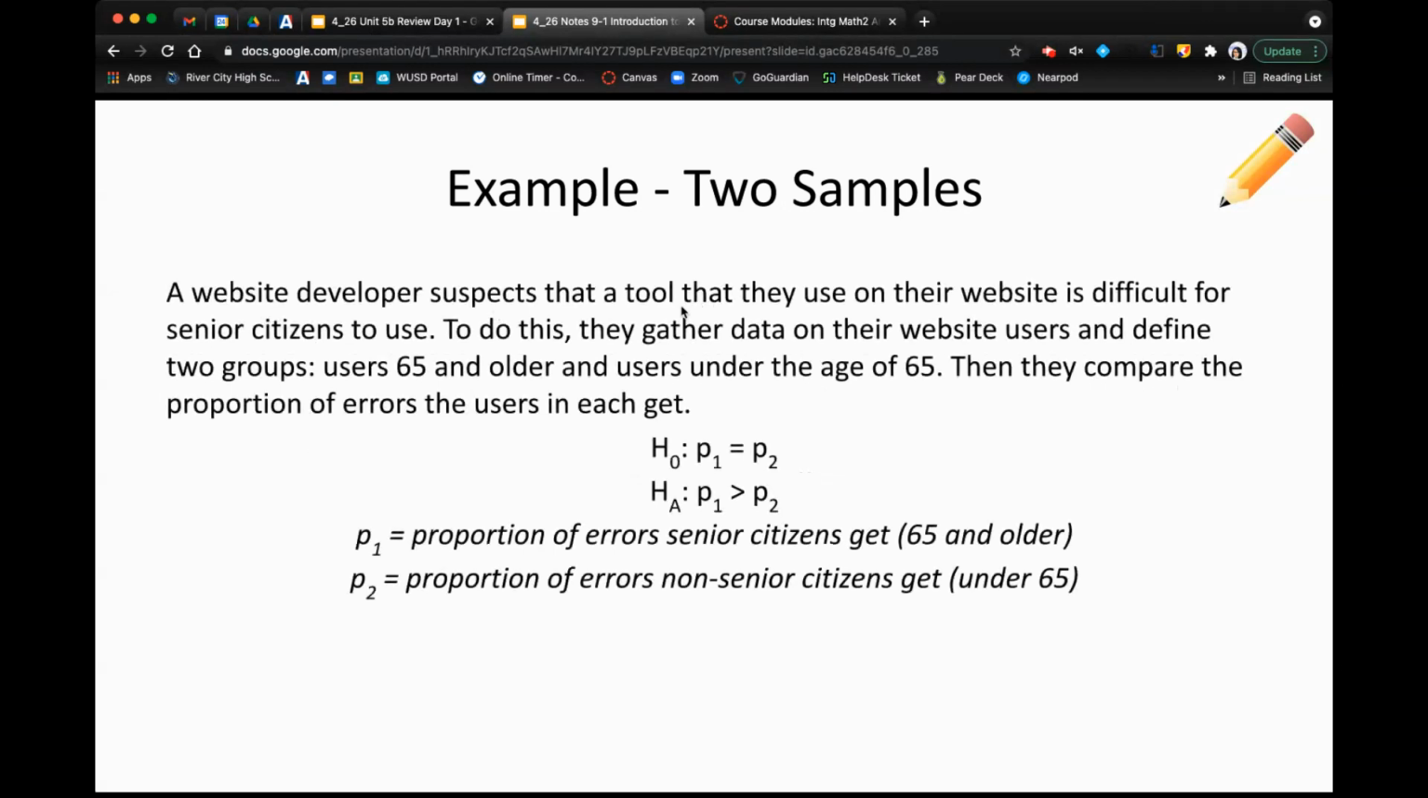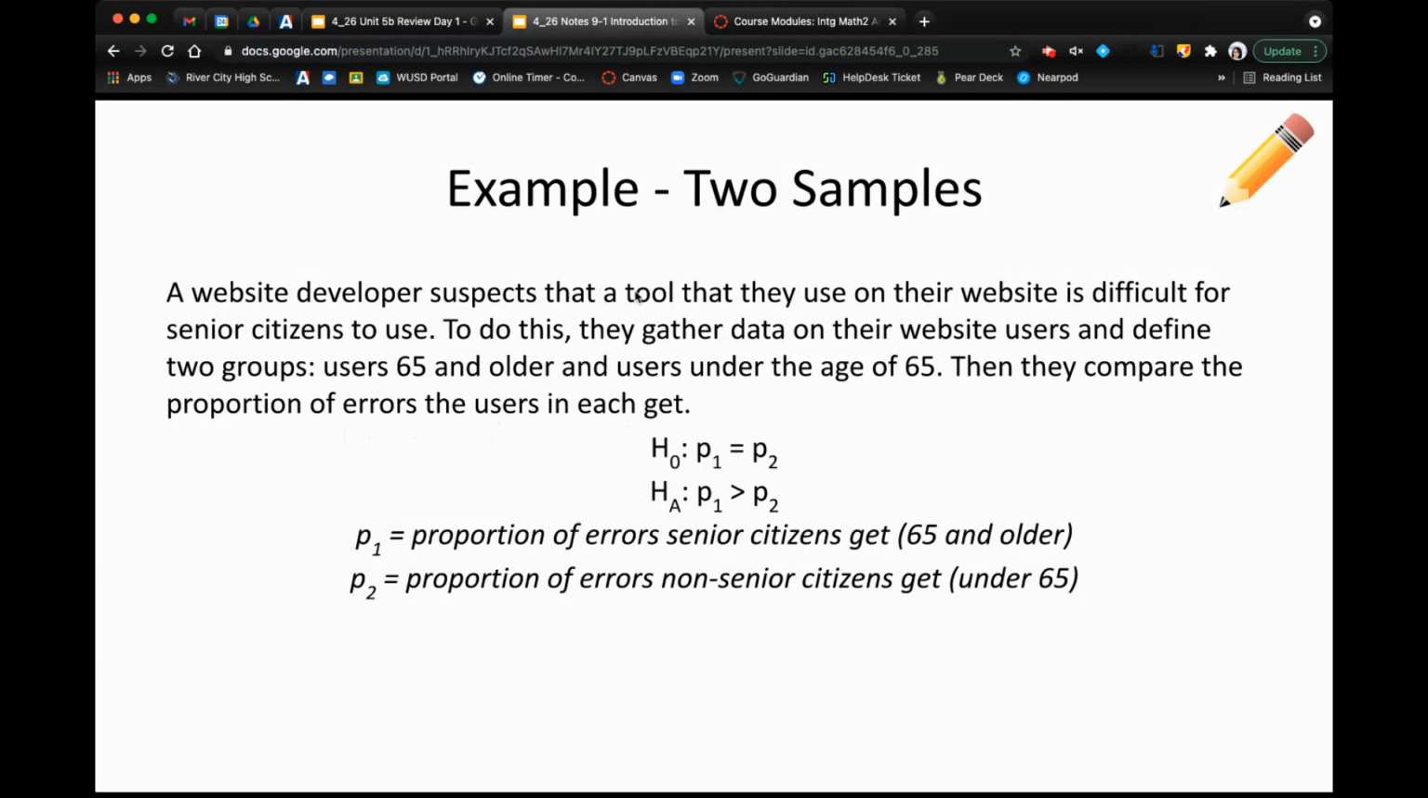A website developer suspects that a tool that they use on their website is difficult for senior citizens to use. To do this, they gather data on their website users and define two groups, users 65 and older and users under the age of 65. They then compare the proportion of errors the users in each get.